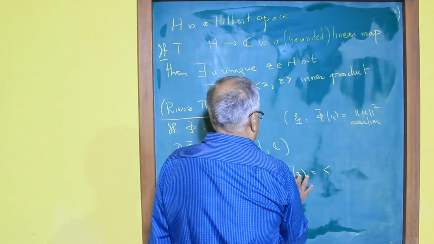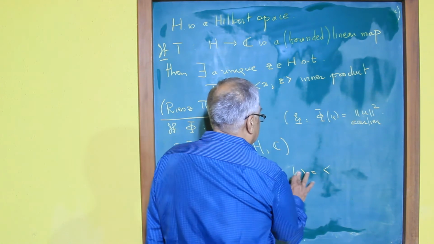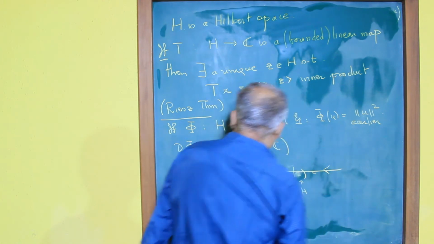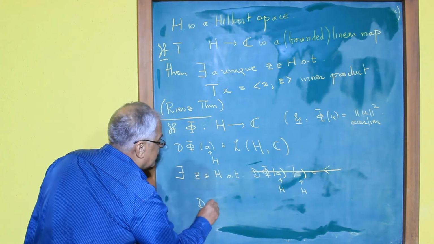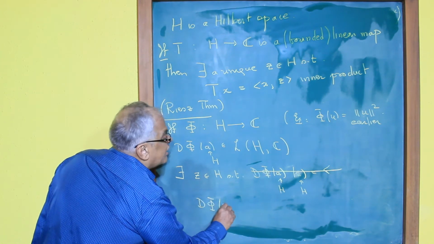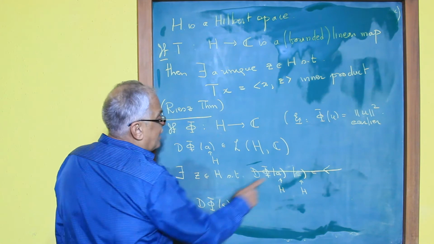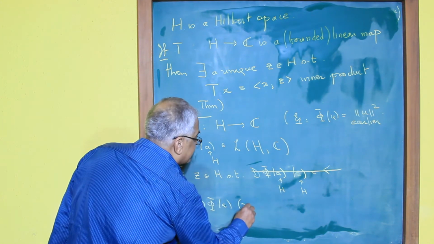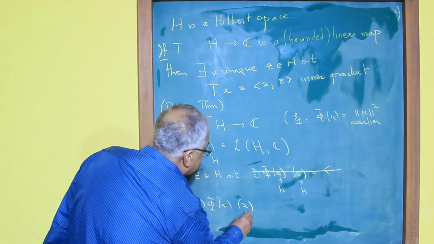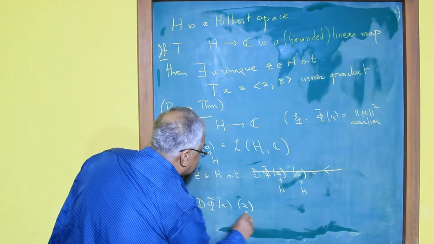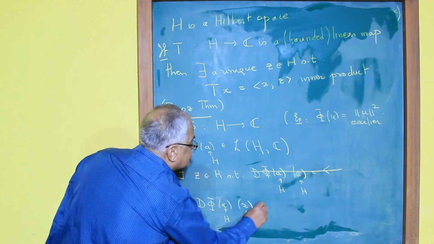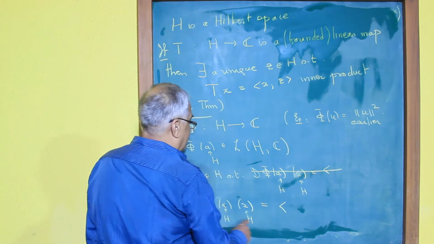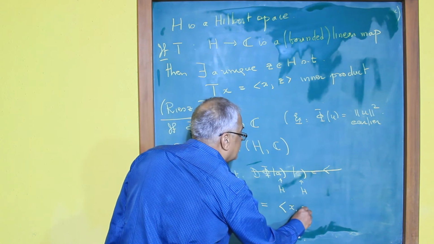Sorry, I have made a mistake here. I should not call it Z. So let me write this out again. I should say that D phi at A evaluated at some point in H, so the point in H that I will take is X, is equal to the inner product of X and Z.